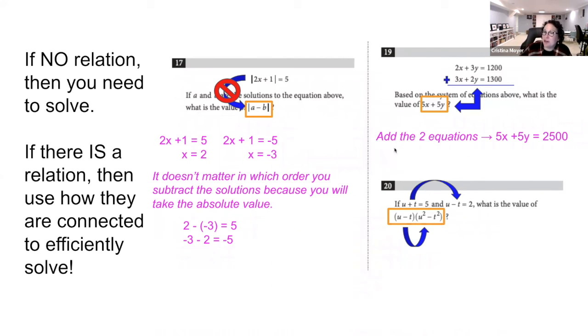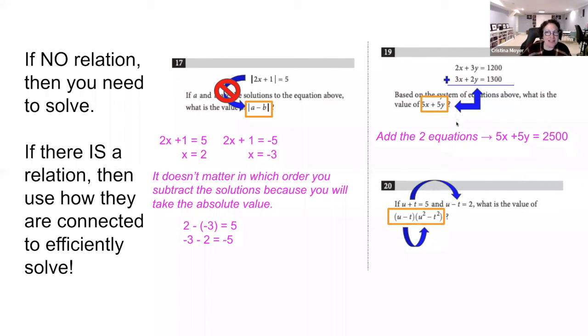Now over here, if we add these two equations, we get 5x plus 5y equals 2,500. Well, that is the answer. That's what they want to know. What is the value of 5x plus 5y? So that's it. You're done.